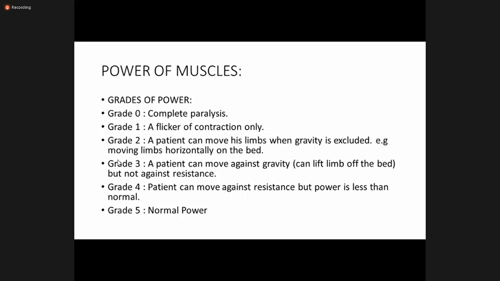And if the patient can't move limbs against gravity and can move the limb horizontally, not in the vertical direction, on the bed, you can label grade 2. Against gravity but not against resistance, you should label as grade 3. And if the patient moves against resistance but power is less than normal, you should label as grade 4 power. And grade 5 power is normal.